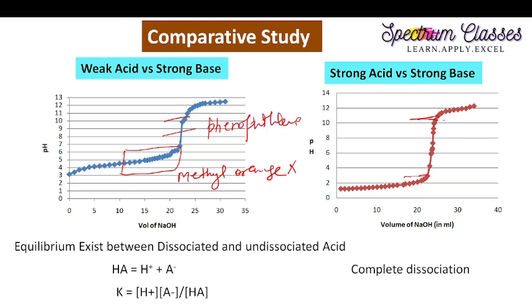Similarly here, since the sharp change is observed from 3 to 4 as well, in this case methyl orange works as well as phenolphthalein. In this pH range, we also have litmus paper. So for a strong acid versus strong base, we can have methyl orange as an indicator, phenolphthalein as an indicator, and litmus paper as an indicator. But for this weak acid and strong base titration, methyl orange will not work. However, we can use litmus paper as well as phenolphthalein as indicators.